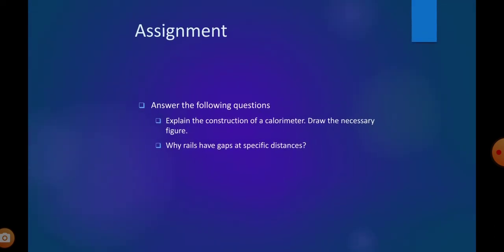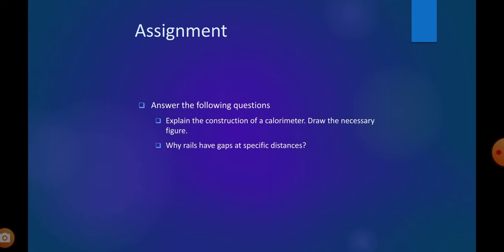Now we come to the end part, assignment. Answer the following questions. Explain the construction of a calorimeter. Draw the necessary figure. This construction and figure you have to write. You can refer to the textbook also. The diagram is in the video and is also given in the textbook.